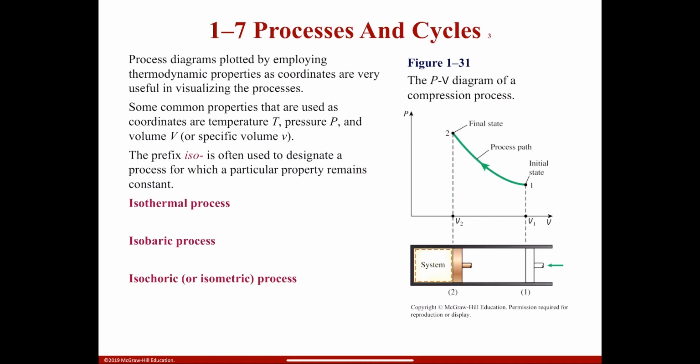Process diagrams, plotted by employing thermodynamic properties as coordinates, are very useful in visualizing the process. Some common properties that are used as coordinates are temperature, pressure, and volume, or specific volume. We are going to start defining three important terms that you're going to see throughout the course of the class: isothermal process, isobaric process, and isochoric process.